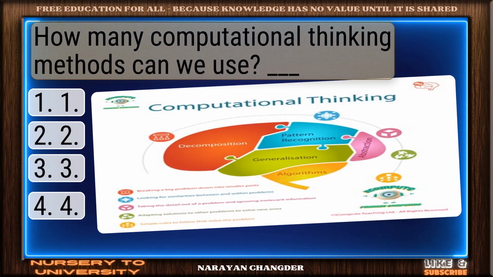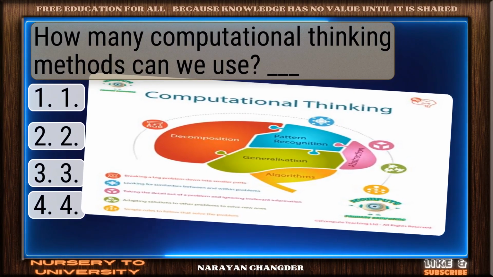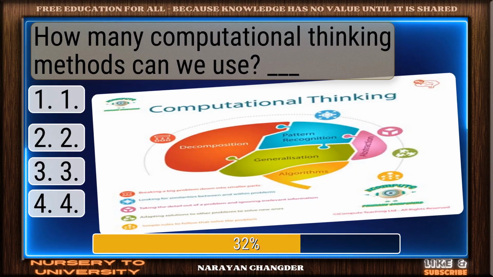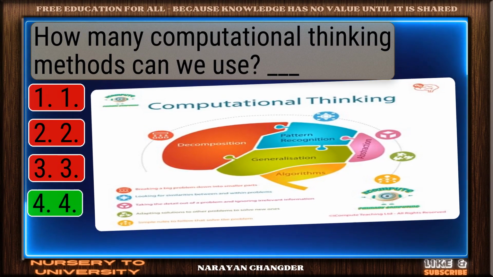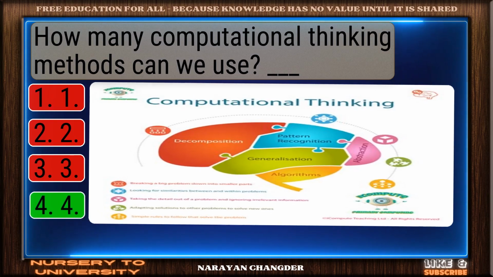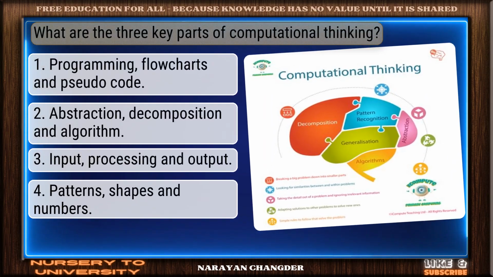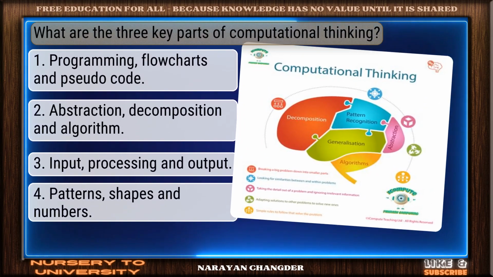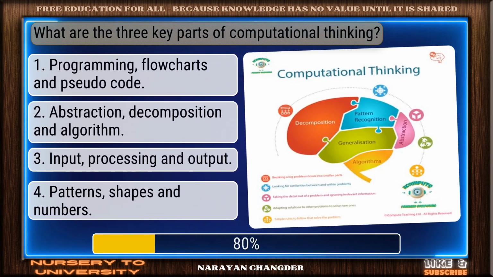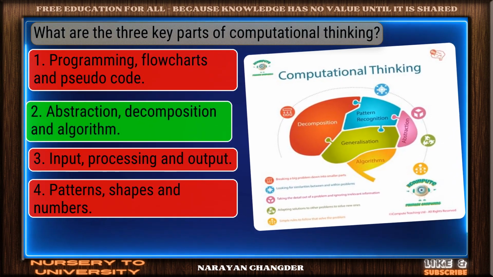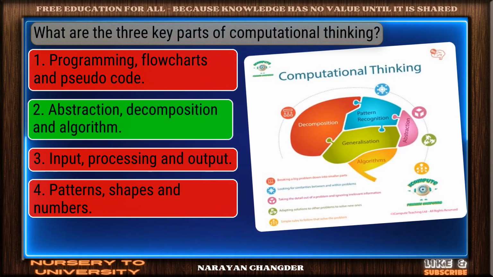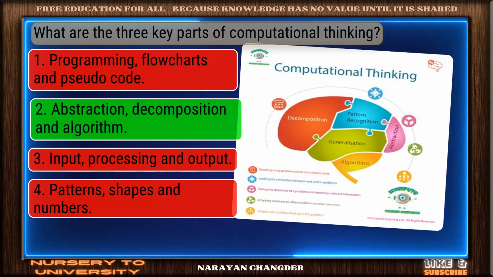Question number 31. How many computational thinking methods can we use? Dash. Correct response. 4 is the most accurate answer. Question number 32. What are the 3 key parts of computational thinking? Clear logic. Your choice abstraction, decomposition and algorithm is sound and 100% true.